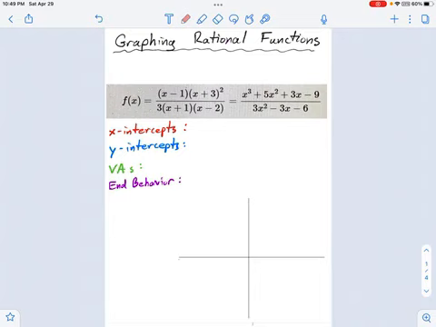We're going to start off with the x-intercepts, right? Those are factors on the top of the fraction which do not also appear on the bottom. There's no x minus 1 or x plus 3 on the bottom. So I get those x-intercepts pretty easy. It's going to be (1, 0) and (-3, 0).